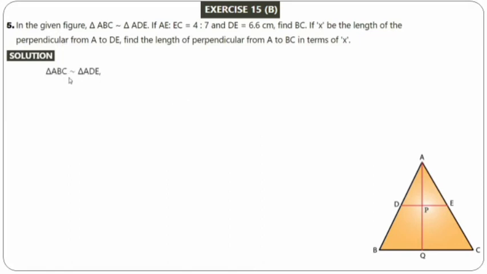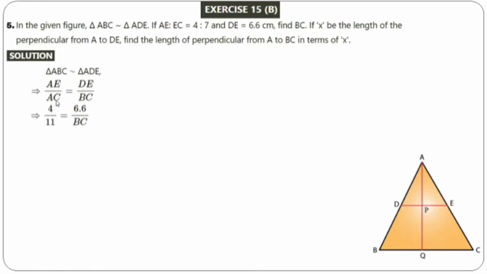In triangle ABC and triangle ADE, it is already given that they are similar. If they are similar, the corresponding sides must be in proportion, right? So see here carefully, AE by AC is equal to DE by BC. Corresponding sides. Now what is given to us? AE is 4, right?